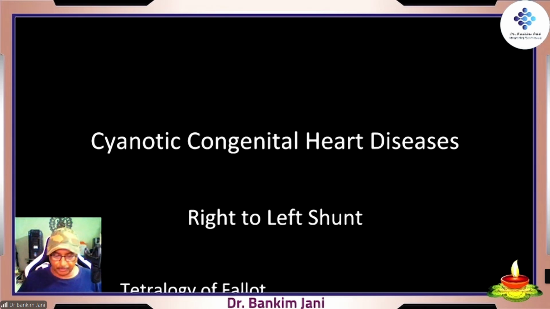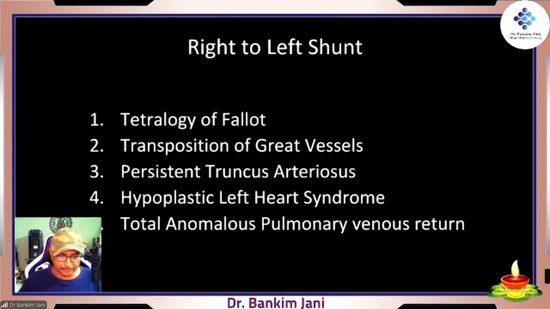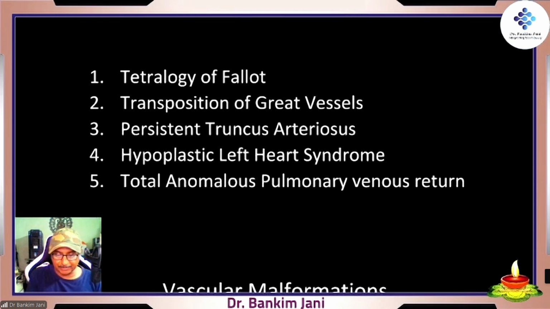So here comes the cyanotic congenital heart disease, in which it is right to left shunt, and these are the conditions. Now, don't be scared by such big names, right? Tetralogy of Fallot, transposition of great vessels, persistent truncus arteriosus, hypoplastic left heart syndrome, and total anomalous pulmonary venous return. And then we'll be discussing some vascular malformation. No worries. If you understand this one, rest all is very easy, very easy. Right? But this first one, you have to pay extreme attention.